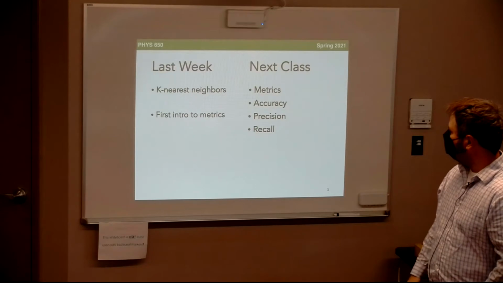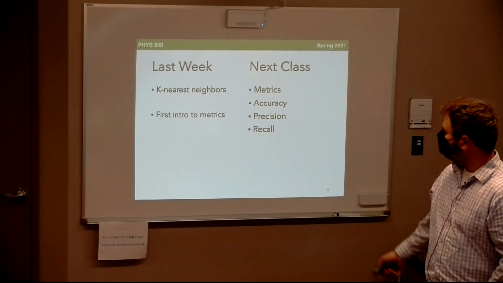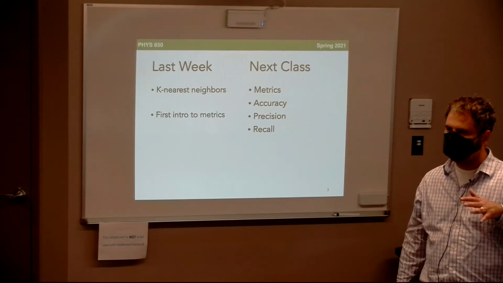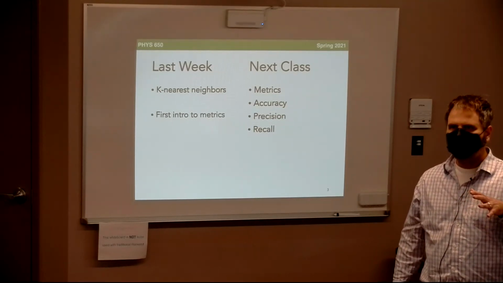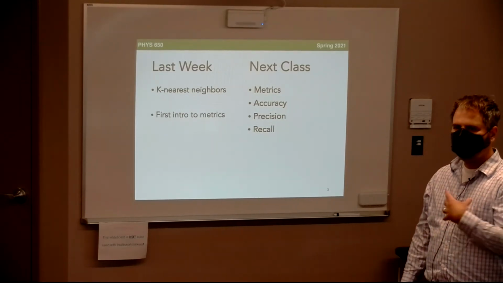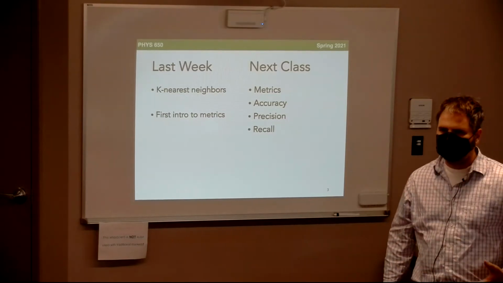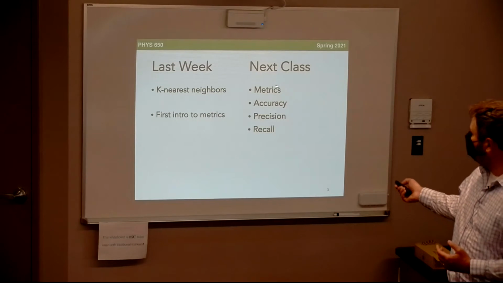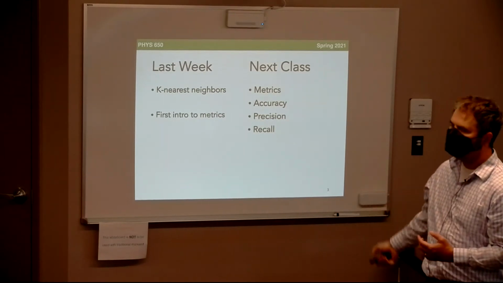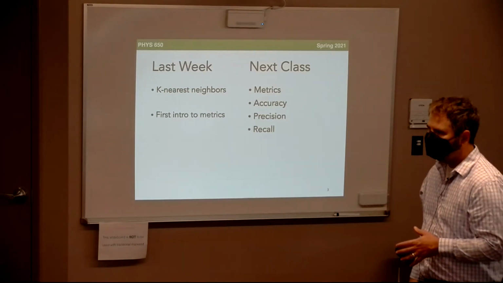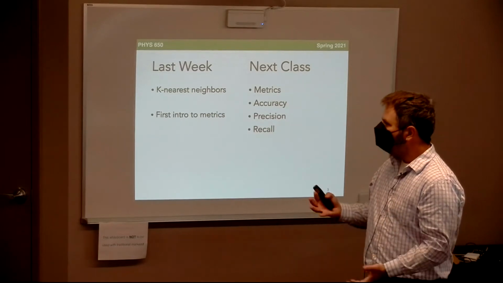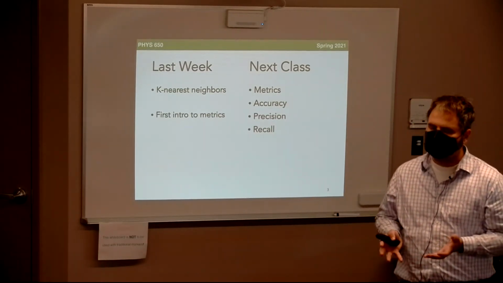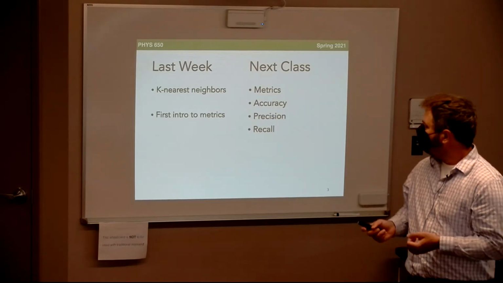So first, last week we talked about nearest neighbors and the intro to metrics. That was right at when I did the assignments that sort of hinted at the kind of stuff I'll be talking about today. I called them metrics, but it's accuracy, precision, and recall. Those are the three that we talk about when we're evaluating different machine learning algorithms.